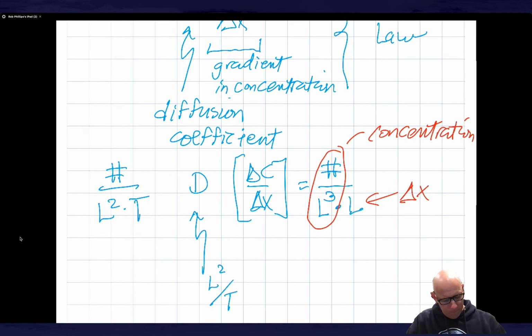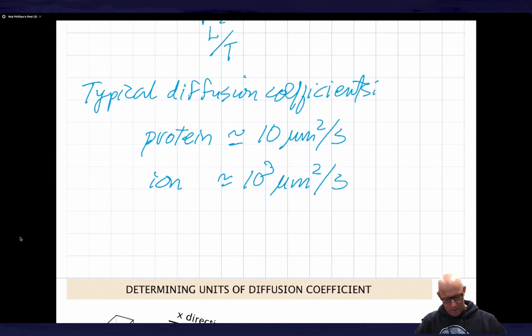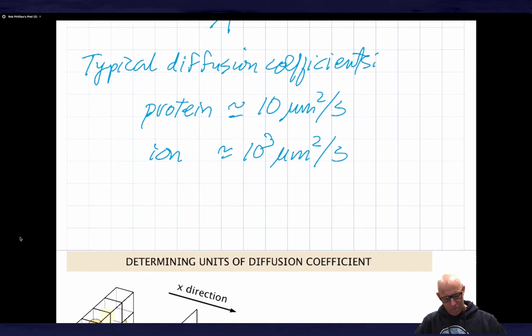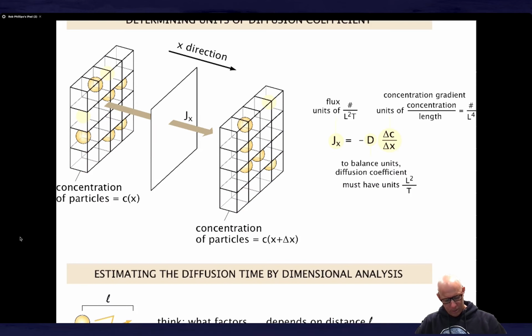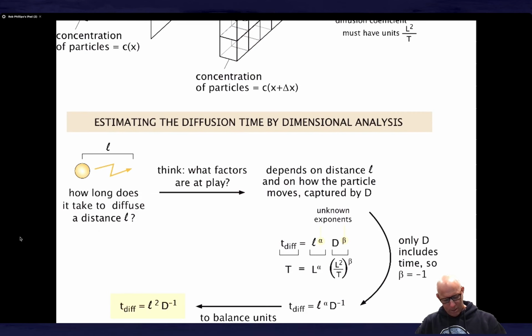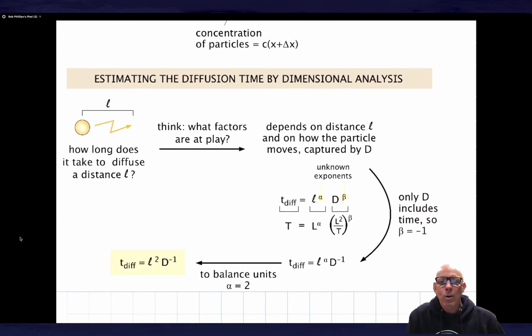So I'm excited about that as well. So now we've got our diffusion coefficient, and what we're ready to do now is to try to estimate the time that it takes to diffuse, and to do that we're going to invoke dimensional analysis. Okay, so here's the way that I would like to think this through. The question we're going to ask is, how long does it take to diffuse a distance L? That's it. That's what we want to know.